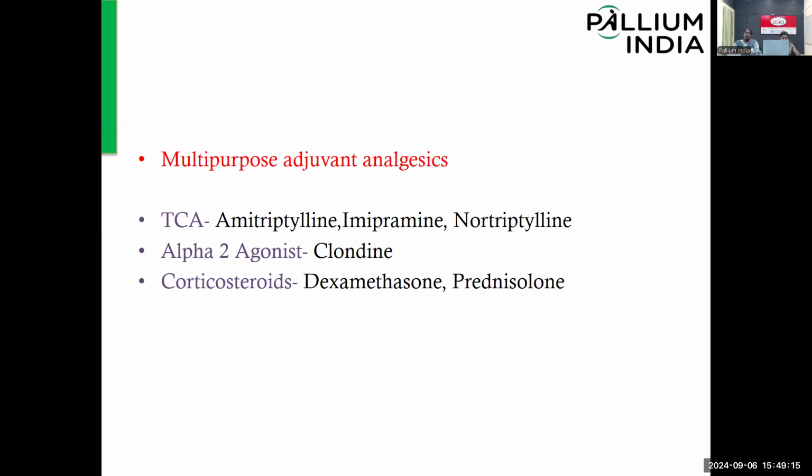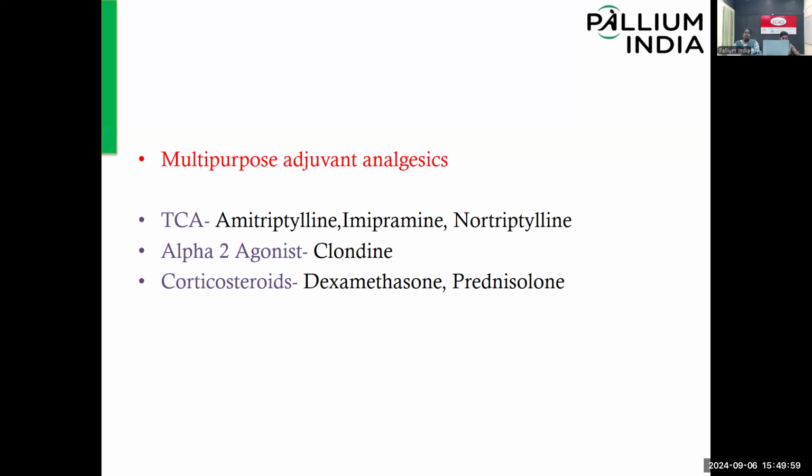First group is TCA. What is TCA? You can see the examples. So you can tell what TCA is. Amitriptyline, which group? Yes, good. Preeti, yes, good. This is tricyclic antidepressants. Very good, everybody is saying. Okay, tricyclic antidepressants. The examples are amitriptyline, imipramine, and nortriptyline.